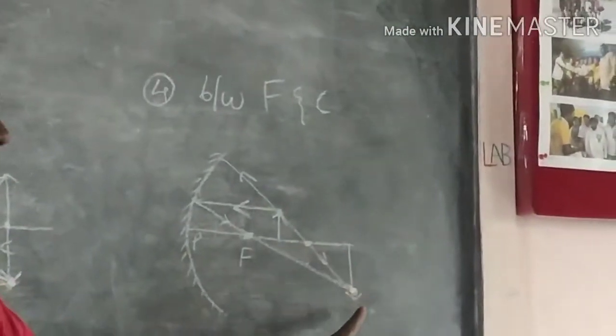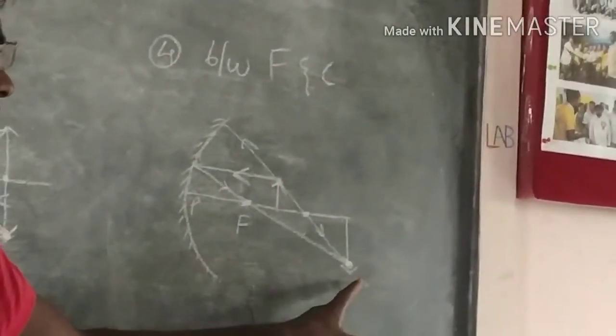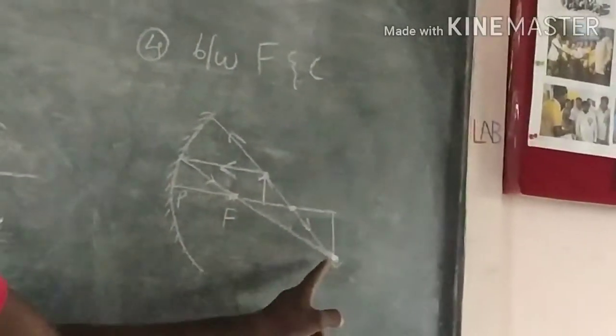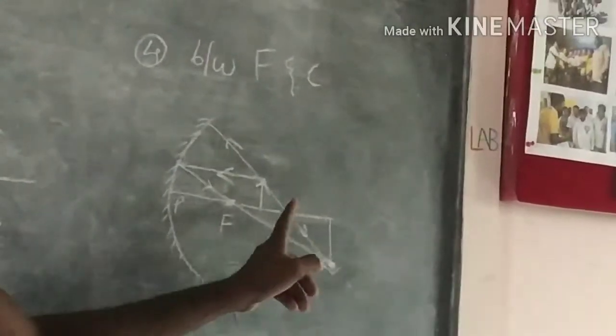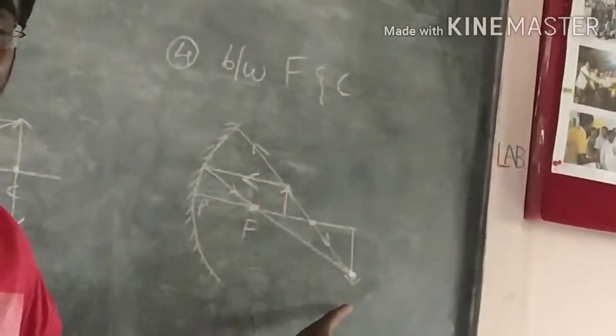This is also an inverted image. Inverted image, enlarged image. The image has more size than the object here. That's why we call it an enlarged image. Right?